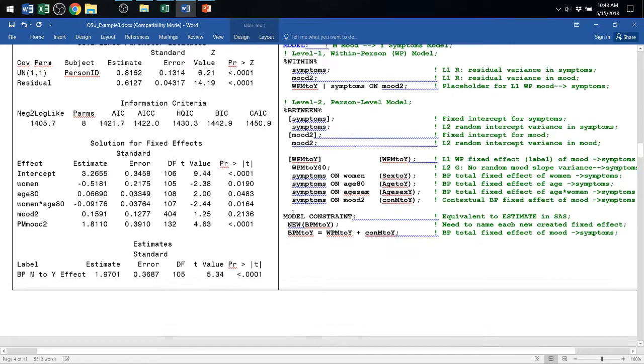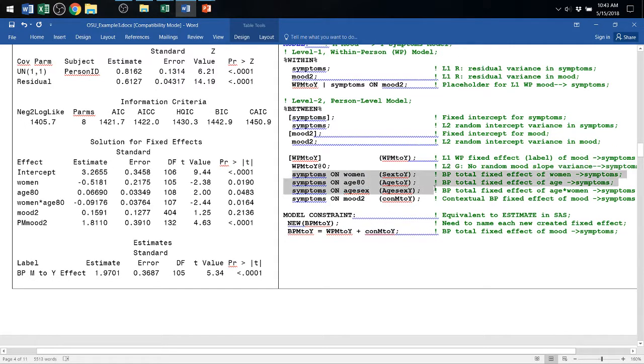So then we do get between-person effects of gender and age and their interaction on symptoms. This one is contextual. To get back to the between, within plus contextual is between. So that contextual effect is not obvious. It takes a while to figure that out. Yes.